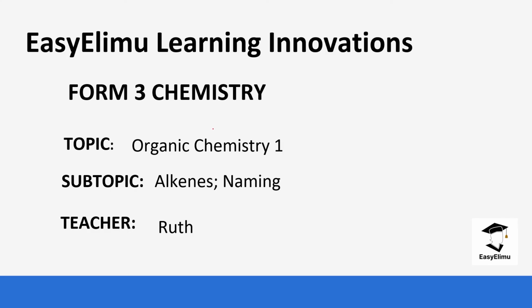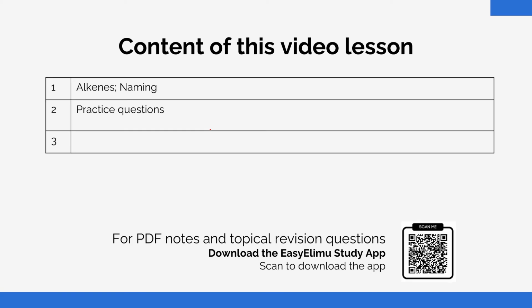My name is Ruth, and today we are going to be looking at Organic Chemistry 1. So initially we talked about alkenes and their nomenclature. So for this lesson, we are going to be looking at the rules for naming alkenes, and then we will look at some practice compounds of alkenes and how we name them.